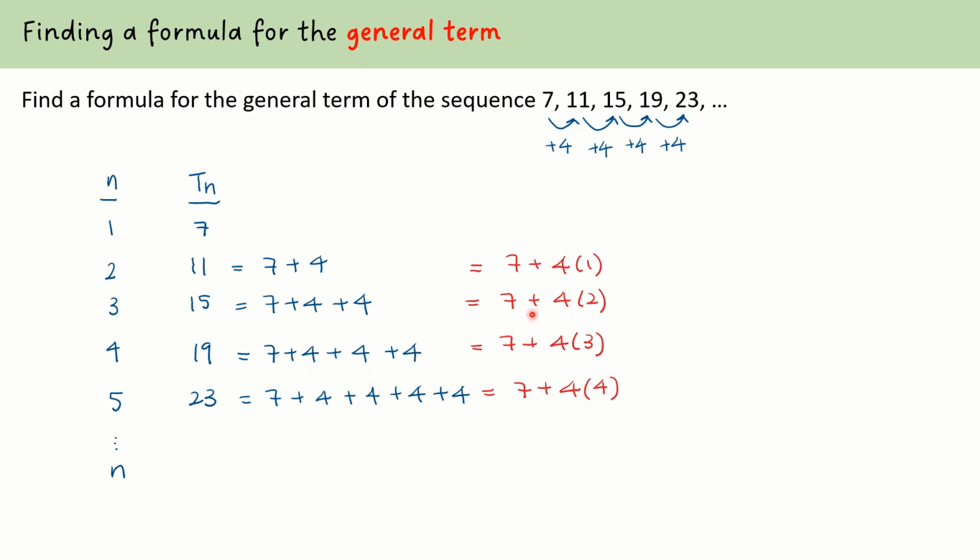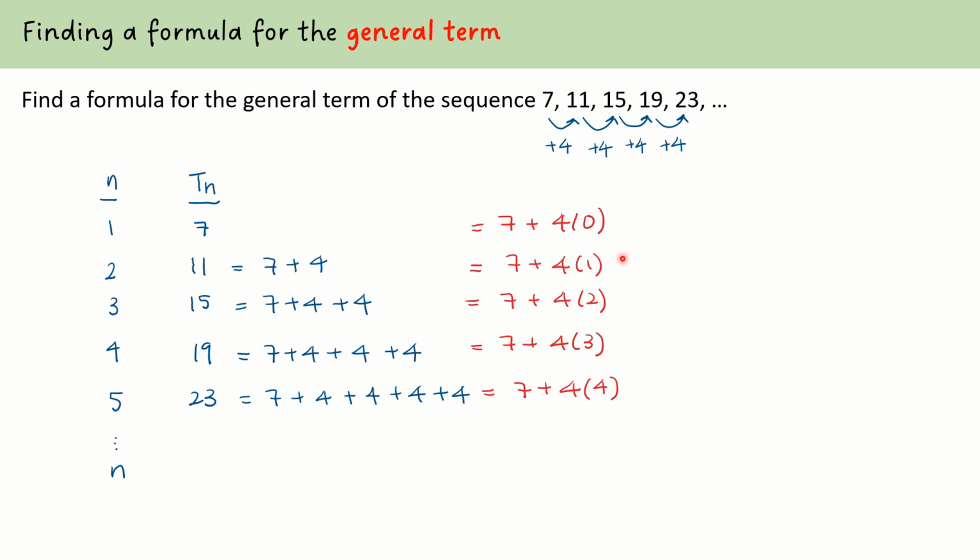So going backwards, do not forget your first term. How do I write it in the same manner of 7 plus 4 times a certain number? For our very first term, I did not add any 4 to it, so it is simply 7 plus 4 times 0, since there are no 4s.